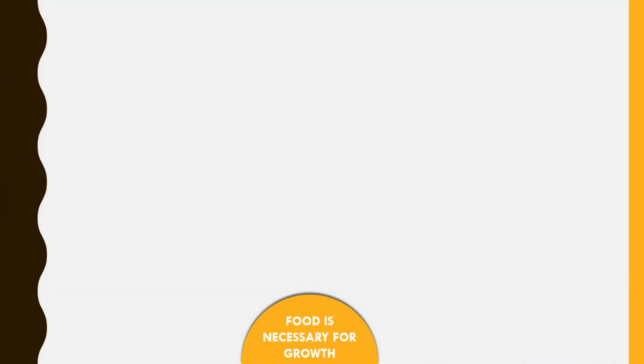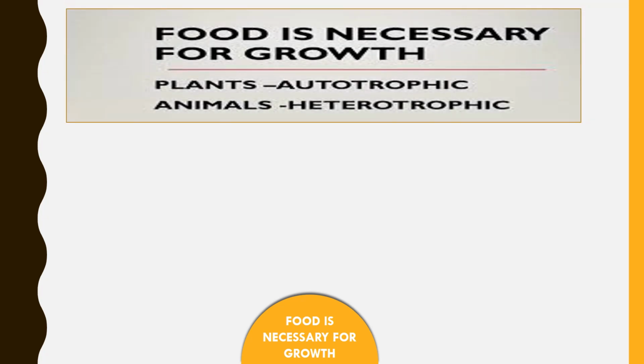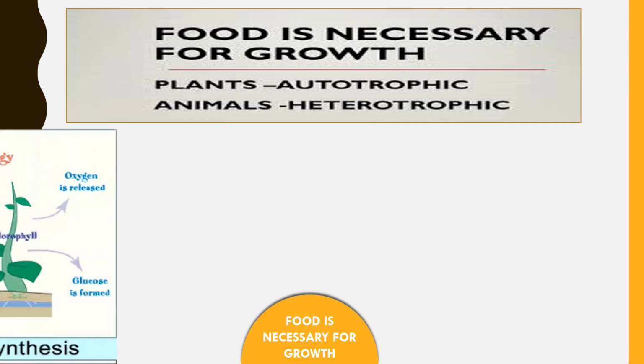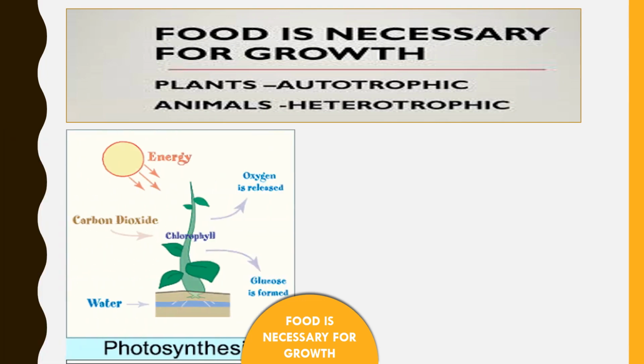Let's move on with our next characteristic, that is, food is necessary for growth. Plants are autotrophic and animals are heterotrophic. Plants make their own food with the help of chlorophyll in the leaves. This process is called photosynthesis. They look green because of the chlorophyll in them.